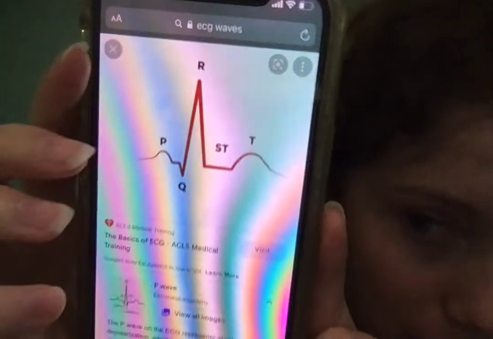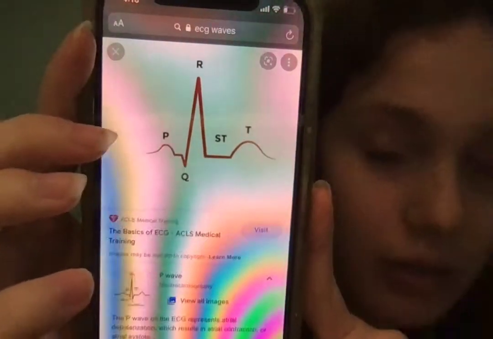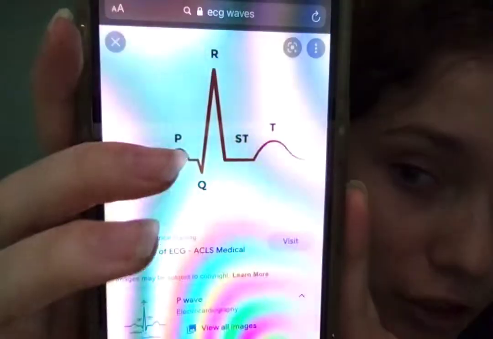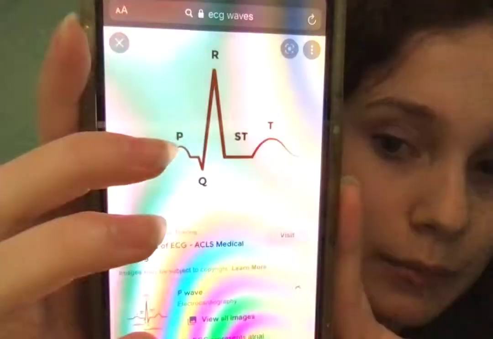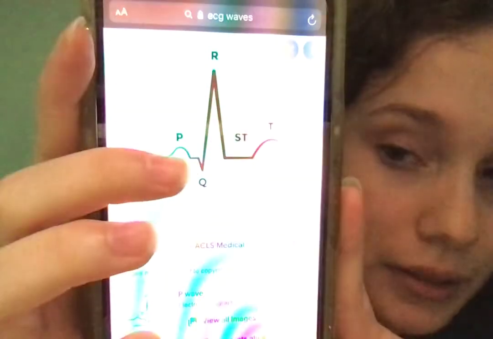So what I said before, if one of these is missing, then you know that there's an issue with that area of the heart. For example, if the P wave was missing, then you would know that the SA node has a problem. So knowing how to read an EKG really helps because you know specifically where the problem is. As I said before, if the P wave isn't there, then you know there's a problem with the SA node.